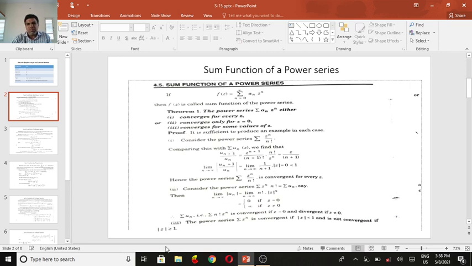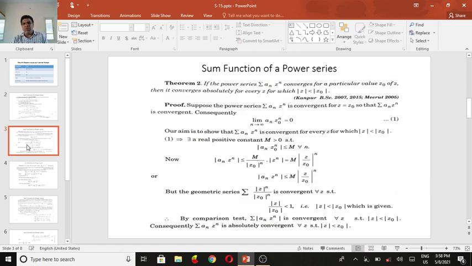Coming to the third case, the power series summation z to the n converges if mod z is less than 1, and does not converge if mod z is greater than or equal to 1. So the power series summation z power n converges if mod z is less than 1 and does not converge if mod z is greater than or equal to 1.